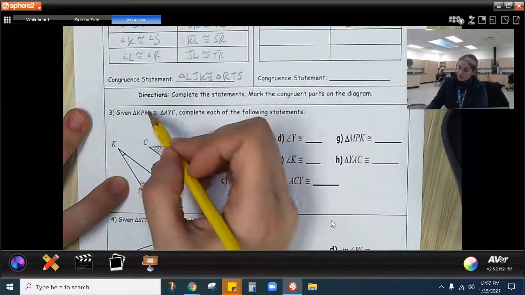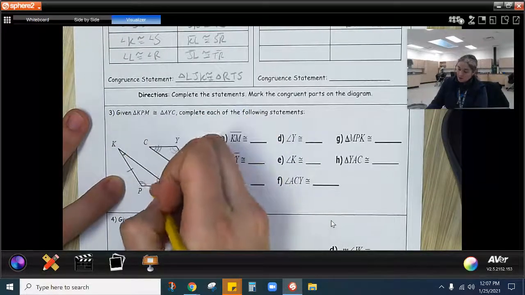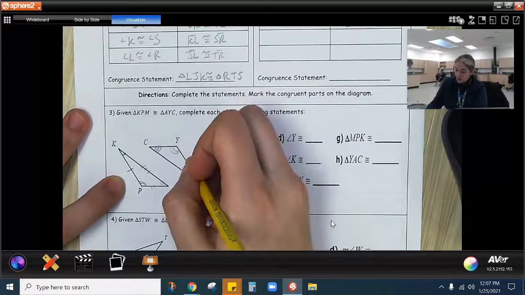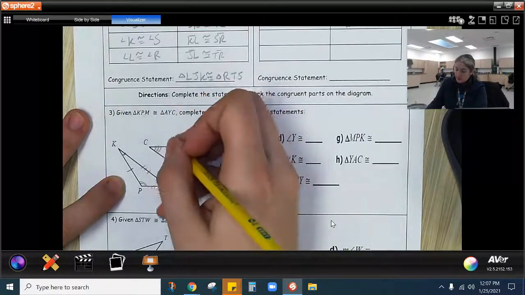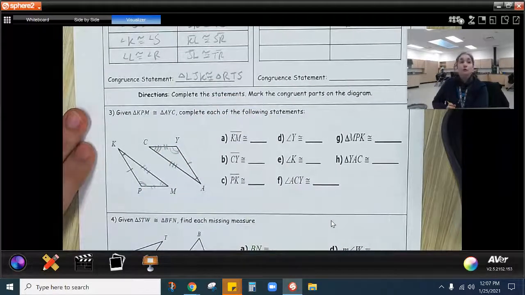And then I can also mark our sides. So KP is 1, PM is 2, and then I'm going to give 3 to my last side. AY is 1, YC is 2, and then 3 to our last side. If you know it, mark it. If you know it, mark it.